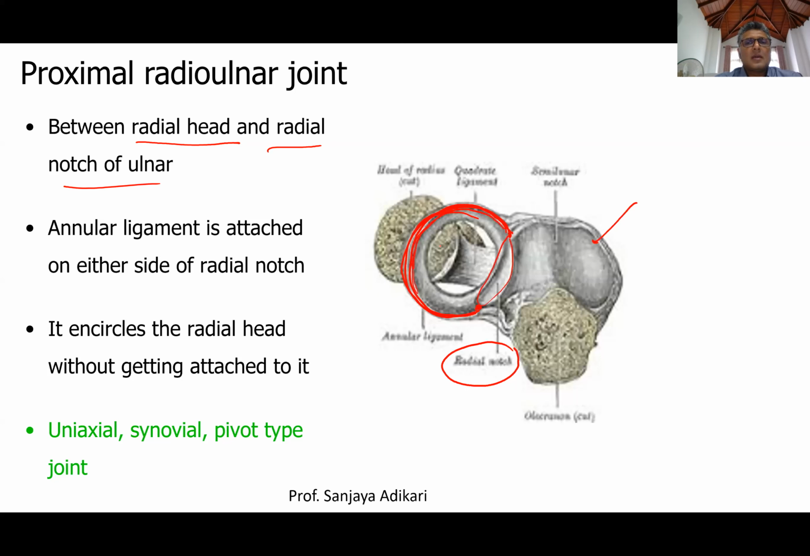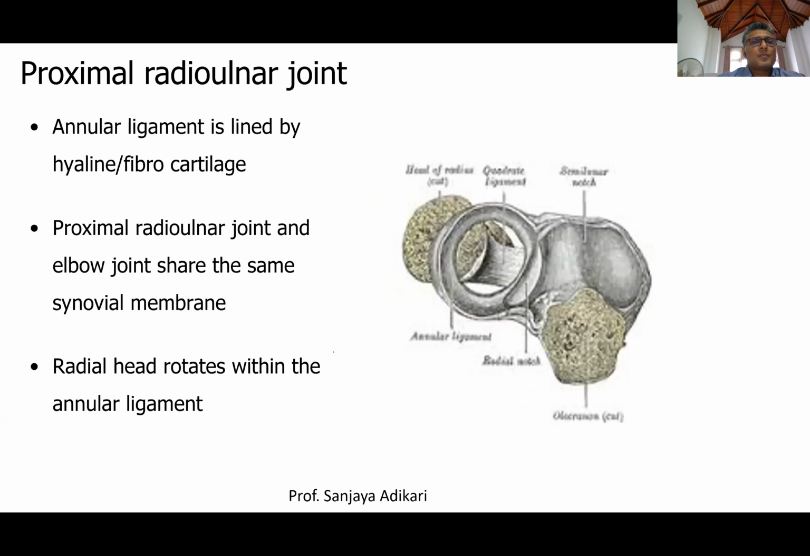and the joint is connected with the elbow joint. As I said before, it's a uniaxial synovial pivot type joint. So this I mentioned, and this also I mentioned. So the radial head rotates within this during pronation and supination. We'll come back to pronation and supination again.